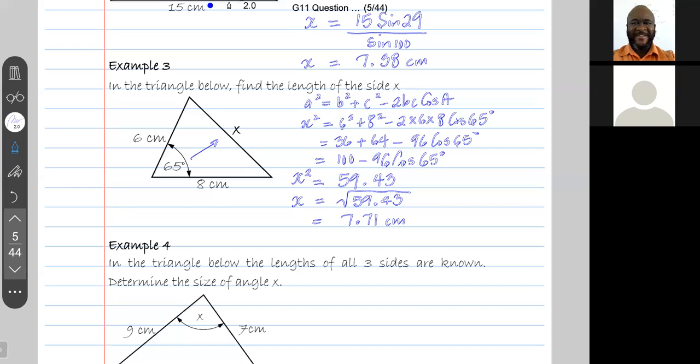So here, I'm using the cosine rule to find the third side of the triangle. I know two sides and the inclusive angle, and I'm finding the third side. This is a condition for applying the cosine rule.